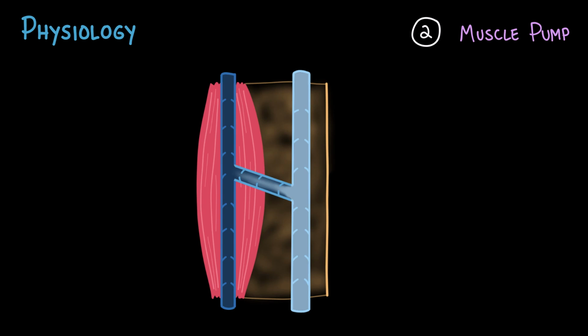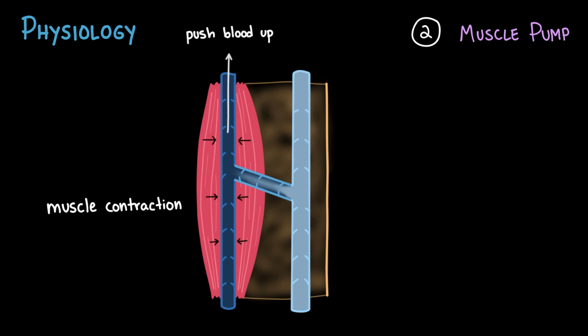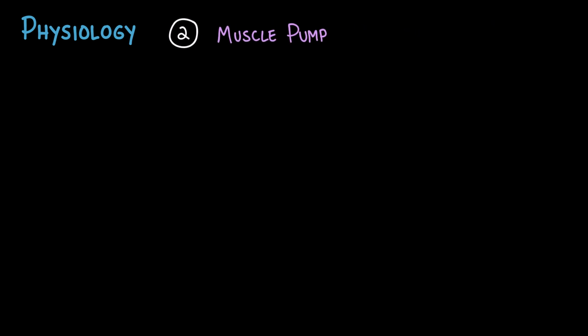Remember how the deep veins run within the leg muscles? Well, when those muscles contract, they squeeze the veins and push the blood upward. Now, there are several muscle pumps in the lower limbs, but the most important one for venous return is the calf muscle pump, often called our peripheral heart, because it plays such a crucial role in pumping blood upward.